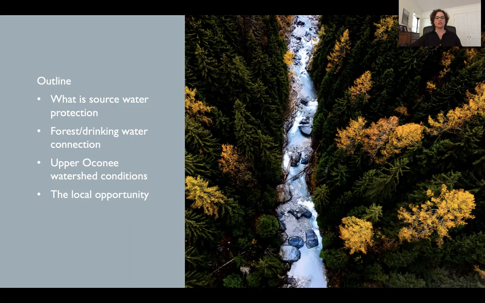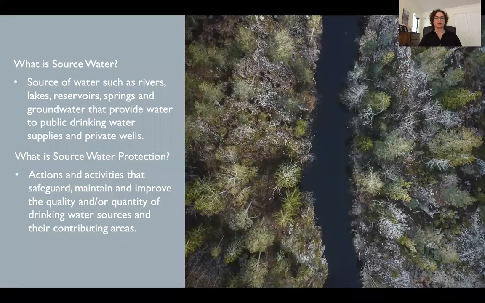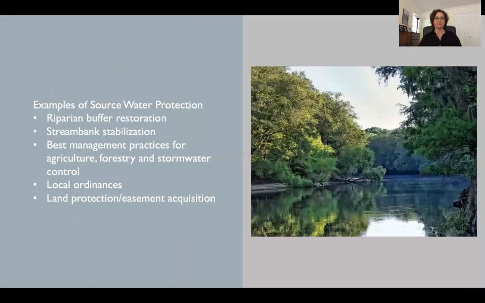We'll go over watershed conditions in the Upper Oconee and talk about the local opportunity to develop source water protections in our area. In order to have this conversation, we need to define both source water and source water protection. Source water is water from rivers, lakes, reservoirs, springs, and groundwater that provides water to public drinking water supplies and private wells. Source water protection is actions and activities that safeguard, maintain, and improve the quality and/or quantity of drinking water sources in their contributing areas.